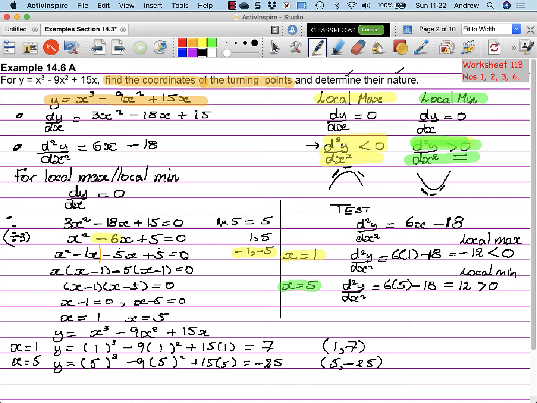And x equals 1, we have to go back up and check, is a local maximum. So this point is a local maximum. And this point here is a local minimum.